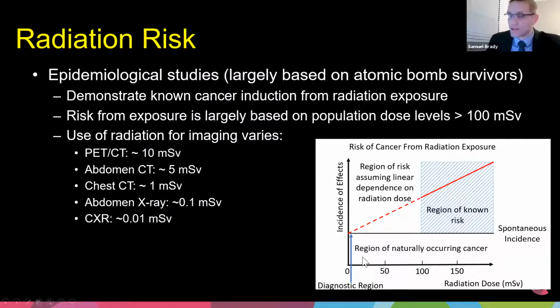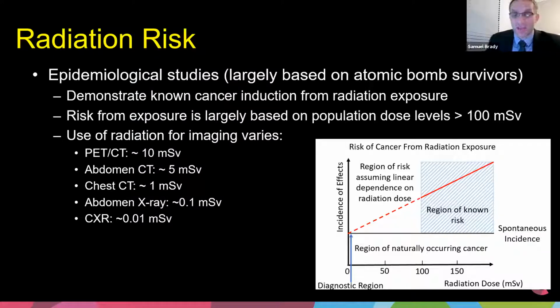But the reality is, we're down here. This is where we are in radiology. So when you take, on average, a PET CT scan, which tends to be one of the higher exposure events in medicine, we're talking about 10 millisieverts. So we're talking about a tenth of this level that we know can cause radiation. An abdominal CT is about 5, a chest CT is about 1 millisievert. So now we're talking about 100th of the level.